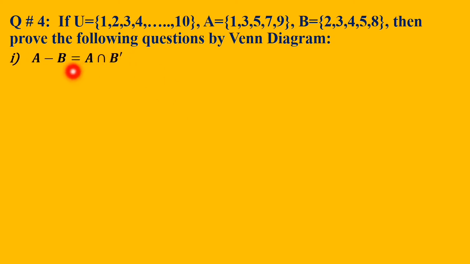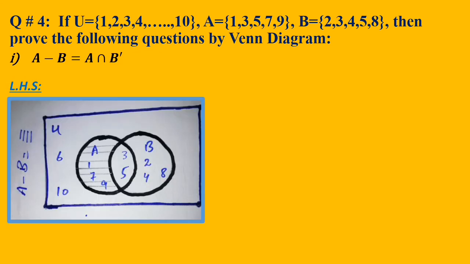In the first part, we have to prove that A difference B should be equal to A intersection B complement. Students, you remember that in our previous questions, question 1, 2 or 3 of this exercise, we already proved this type of question by using set notation. Now we are going to prove these types of questions with the help of a Venn diagram.